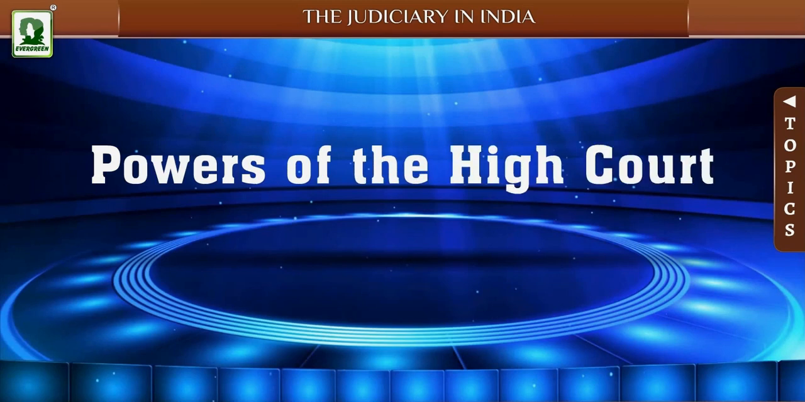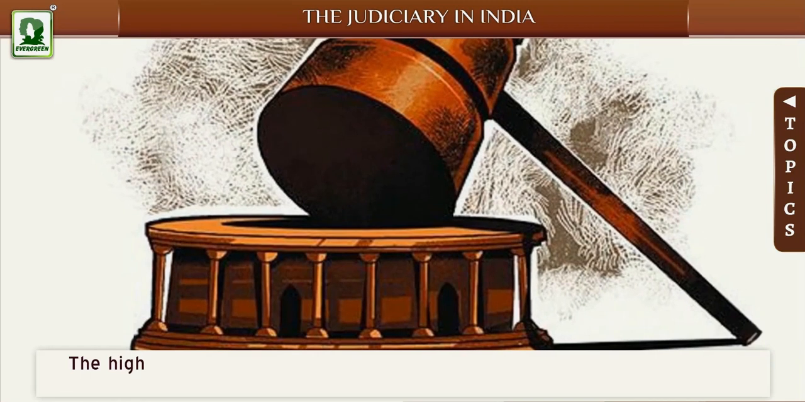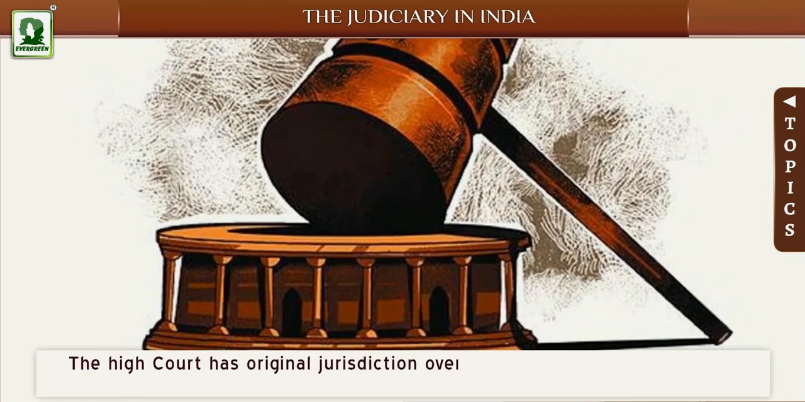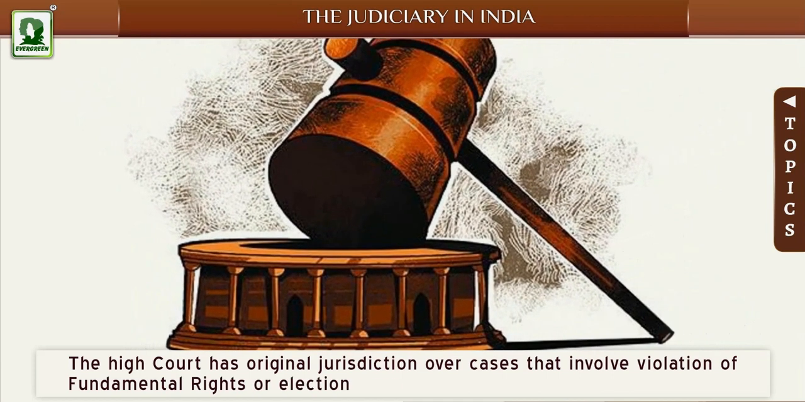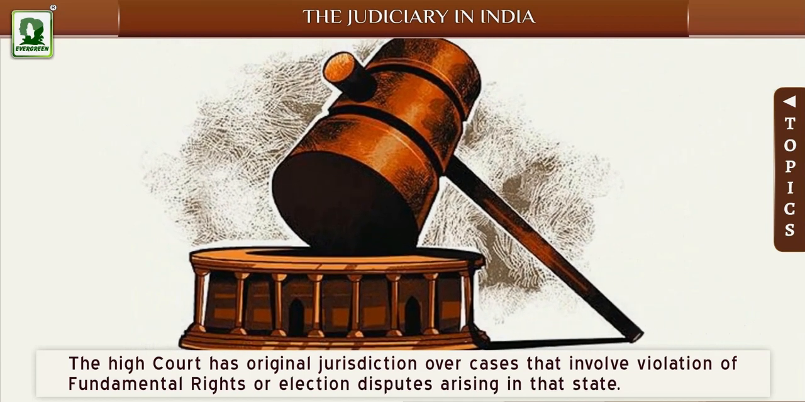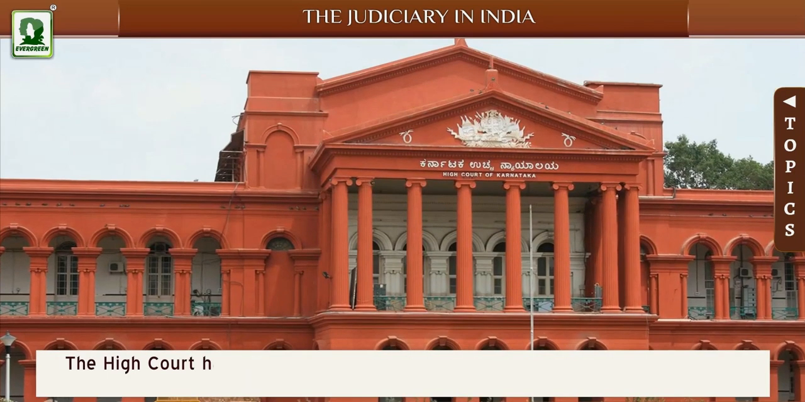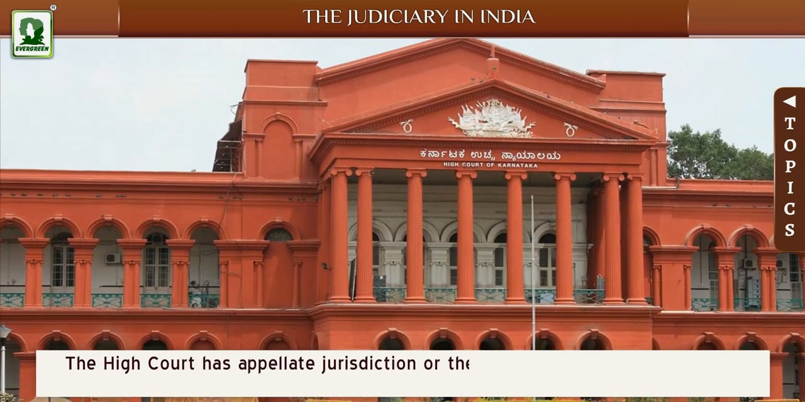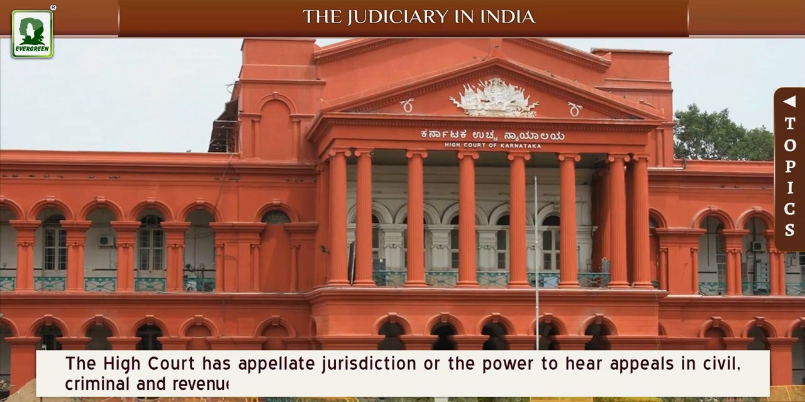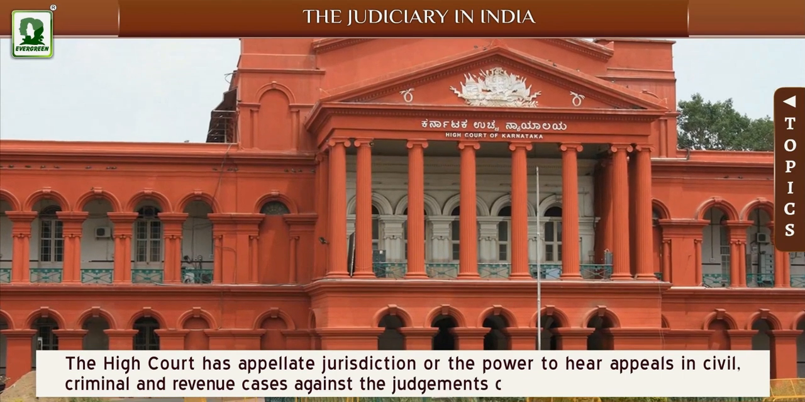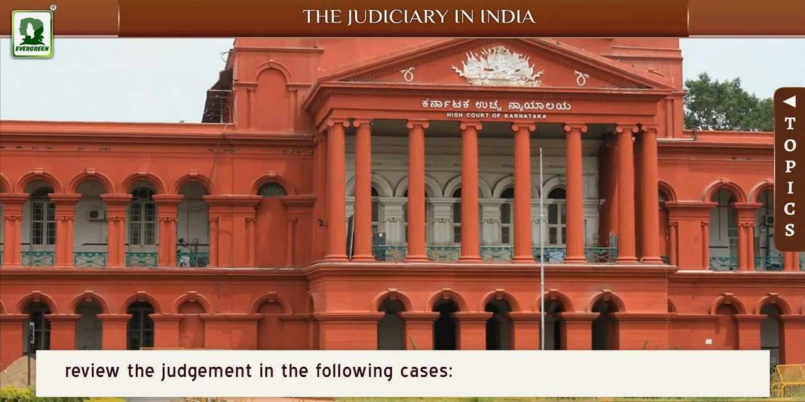Powers of the High Court. Original jurisdiction. The High Court has original jurisdiction over cases that involve violation of fundamental rights or election disputes arising in that state. Appellate jurisdiction. The High Court has appellate jurisdiction, or the power to hear appeals in civil, criminal, and revenue cases against the judgments of a lower court in the state and review the judgment in the following cases.